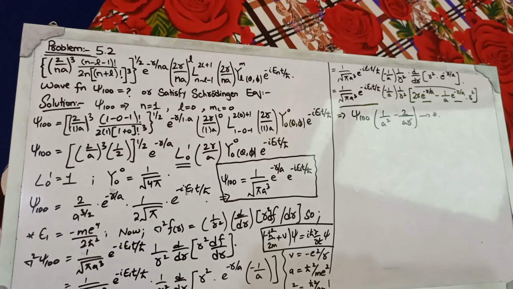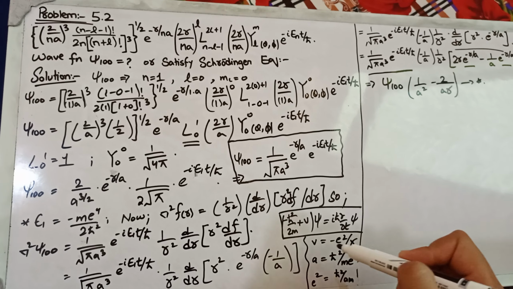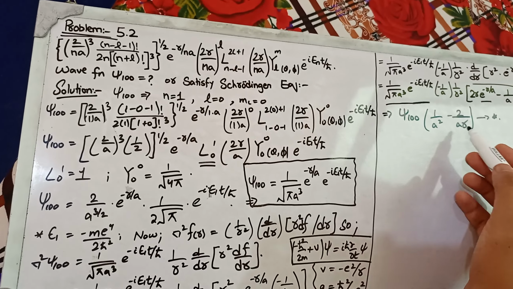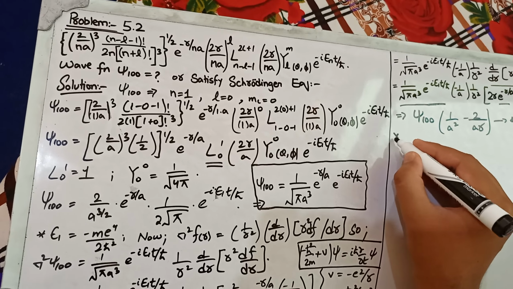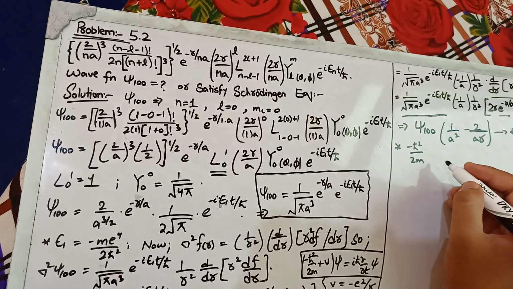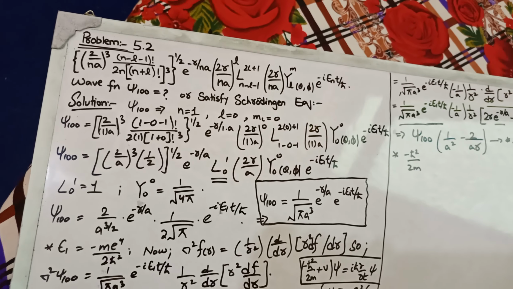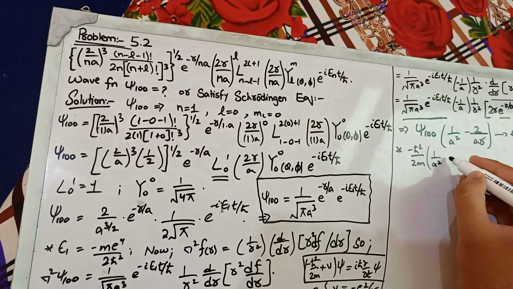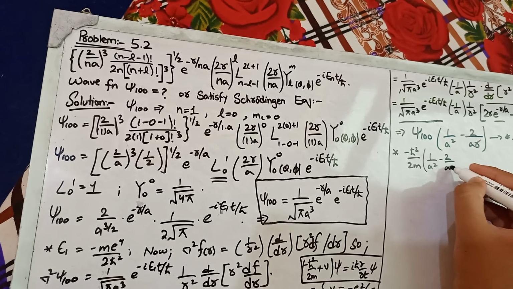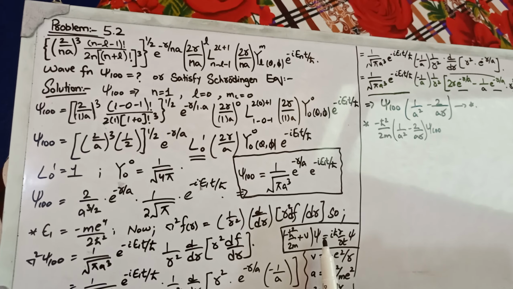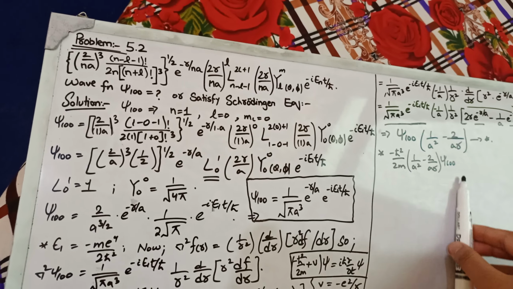So now first let's solve the left hand side of the Schrodinger equation. What you have to do is just put the value of V, which is minus e square by r, and you have to put the value of psi, which we found before. Here you can see. So now the left hand side of the Schrodinger equation becomes minus h cut square by 2m, taking common, minus h cut square by 2m multiplied by psi multiplied by 1 by a square minus 2 by ar, psi 100, because you can see minus h cut square by 2m multiplied by the whole value of psi, which is this.